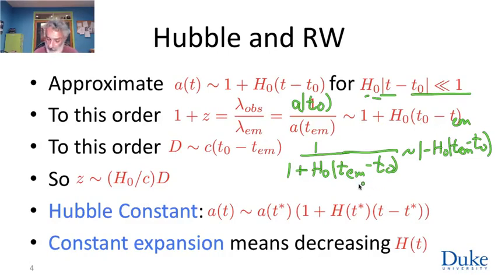In other words, z is equal to h0 times (t0 minus t emission). This is, remember, a positive number. t emission precedes t0. So this is the redshift. On the other hand, to the same order, it'll turn out that the distance light traveled is the speed of light times the time it was traveling. This will not always be true because the universe is changing. We'll see how that gets corrected.